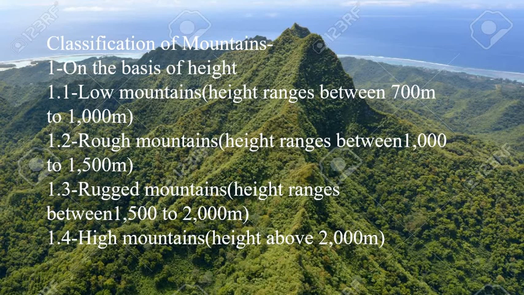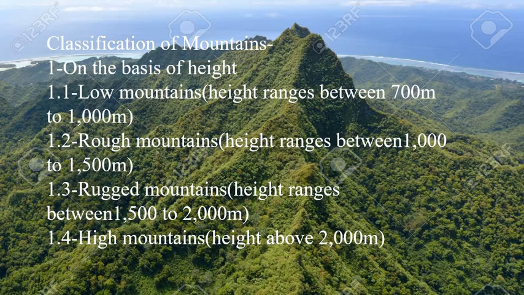Next one is classification, mountain classification. And first one is on the basis of height. So there are different criteria on which the classification of mountain is going on. So first one is the height. The first criteria is height here. So on the basis of height, mountains are of four types.